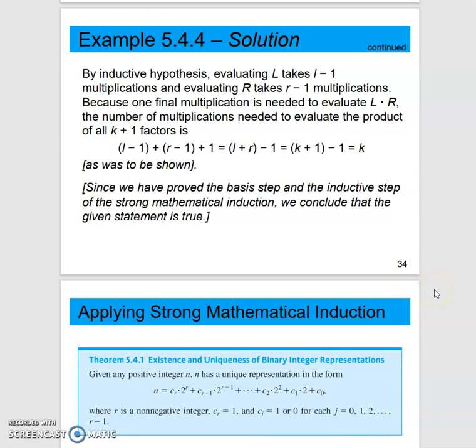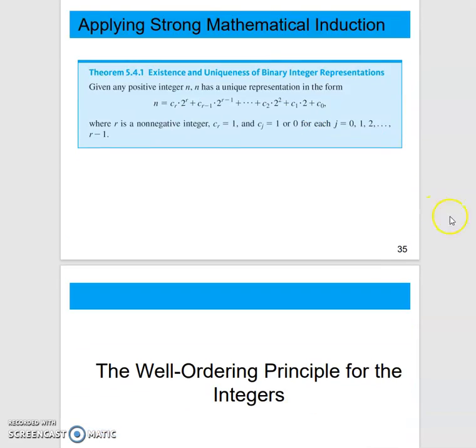And we can then use our inductive hypothesis. And so we've got little l minus 1 plus little r minus 1 plus 1, which is l plus r minus 1, which is k plus 1 minus 1, which is, of course, just k. And that is exactly what we wanted to show. So here's a general statement on applying the strong mathematical induction. Might look a little confusing, but that is pretty much what we've been working on so far.